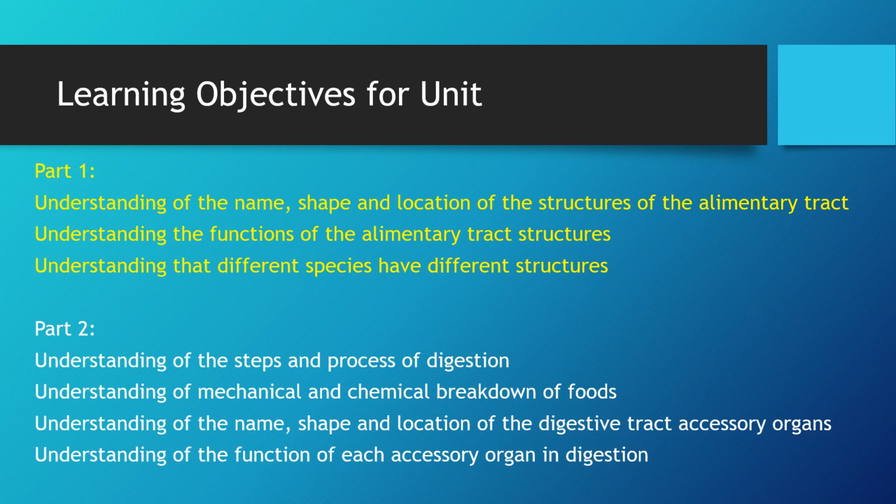We're also going to look at the functions of the alimentary tract and also understand some differences between species in their structure and also in their use of their alimentary tract. We're also going to understand the steps and process of digestion in part two, and then look at mechanical and chemical breakdown of foods. We'll look at the names, shapes, and locations of the digestive tract accessory organs, and then also look at the function of all of those accessory organs in the second slideshow.